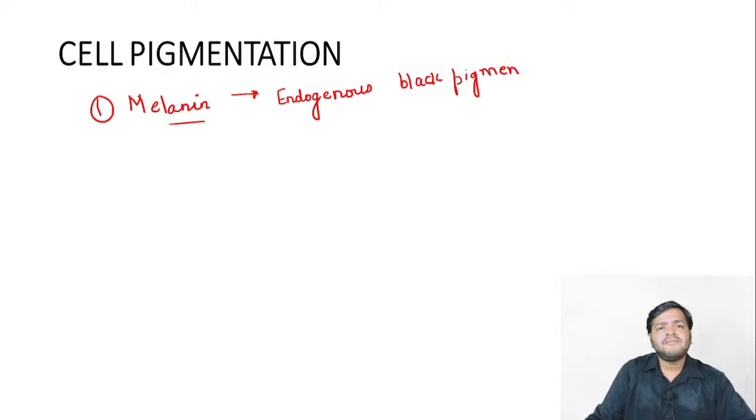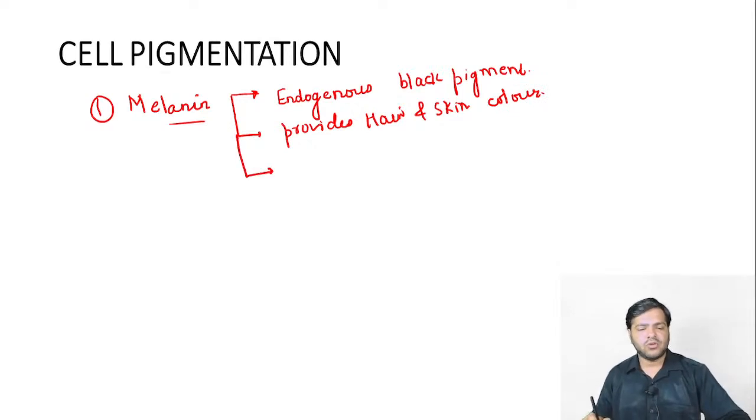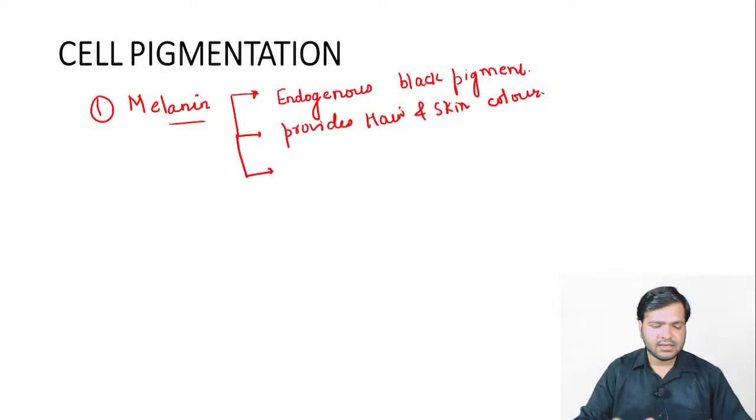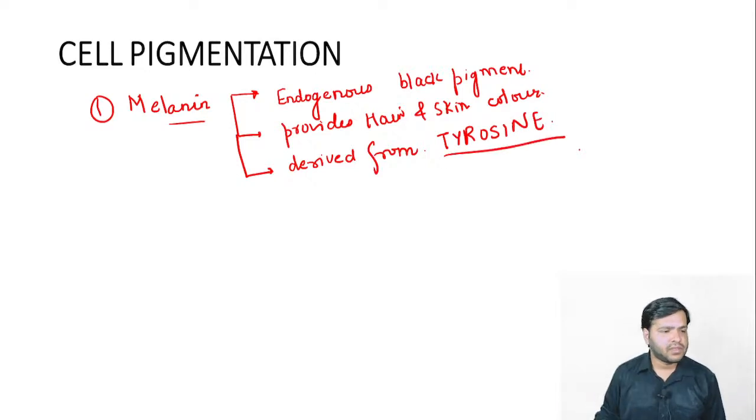Okay, now what is the function of this melanin? It provides hair and skin color. And remember, according to your biochemistry knowledge, it is derived from tyrosine.